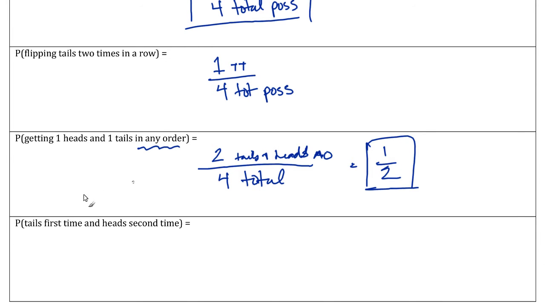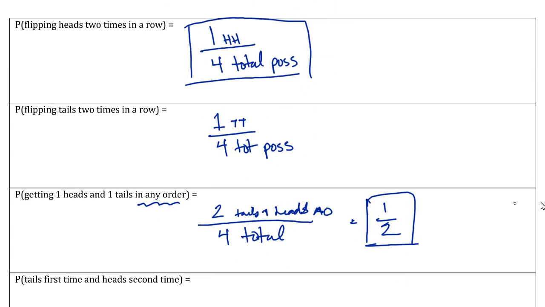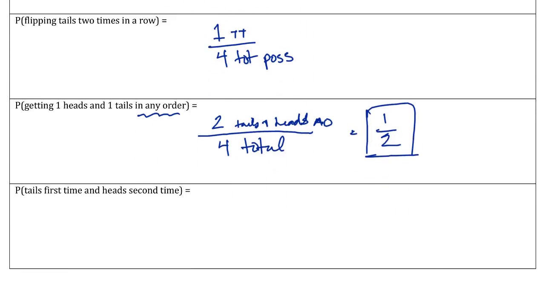And finally, a tails first, and then a heads the second time. Tails first, and then heads. That's only this one. So the probability of tails first and then heads is 1 out of 4 possibilities.